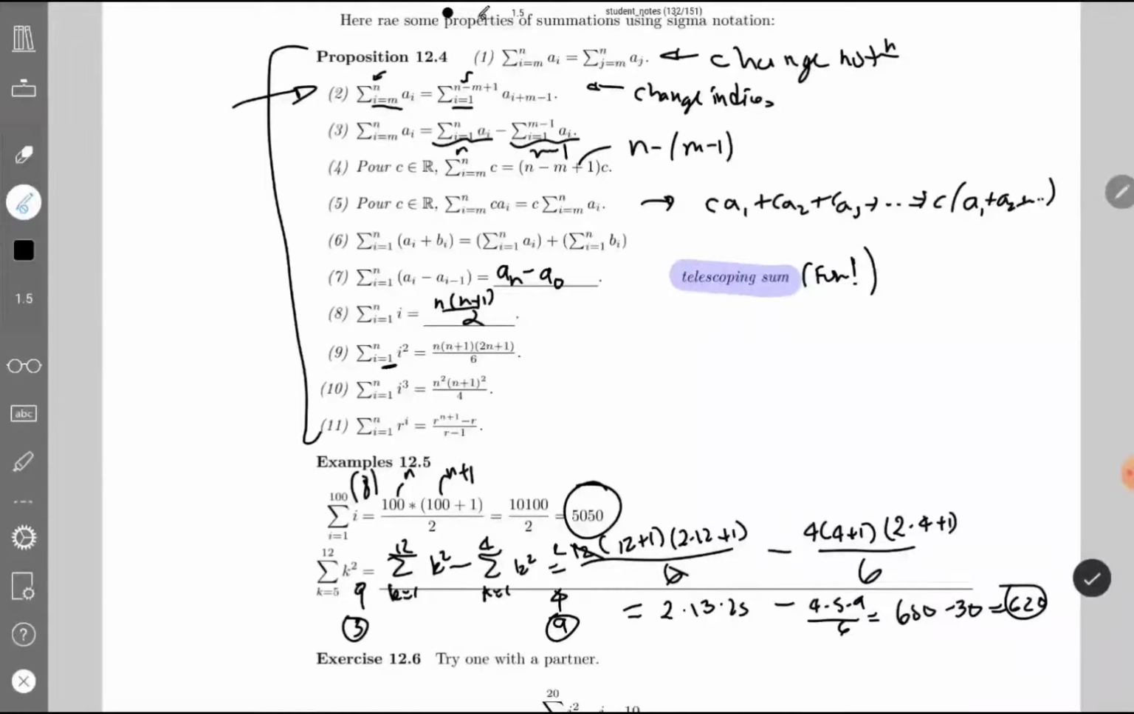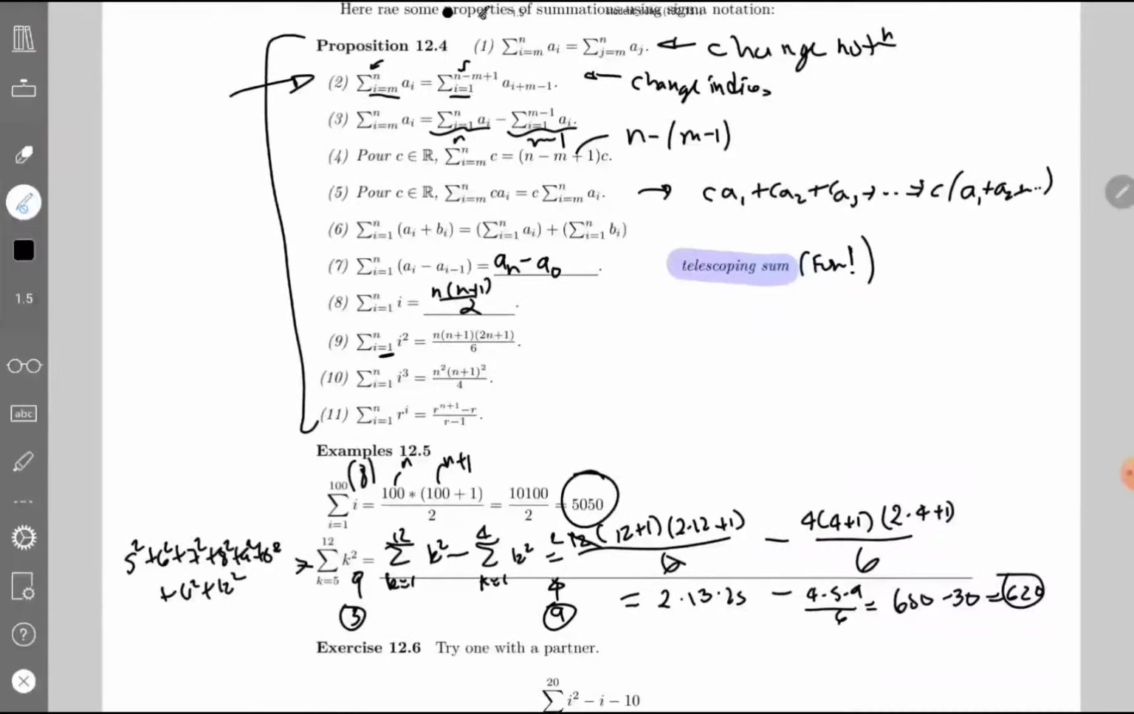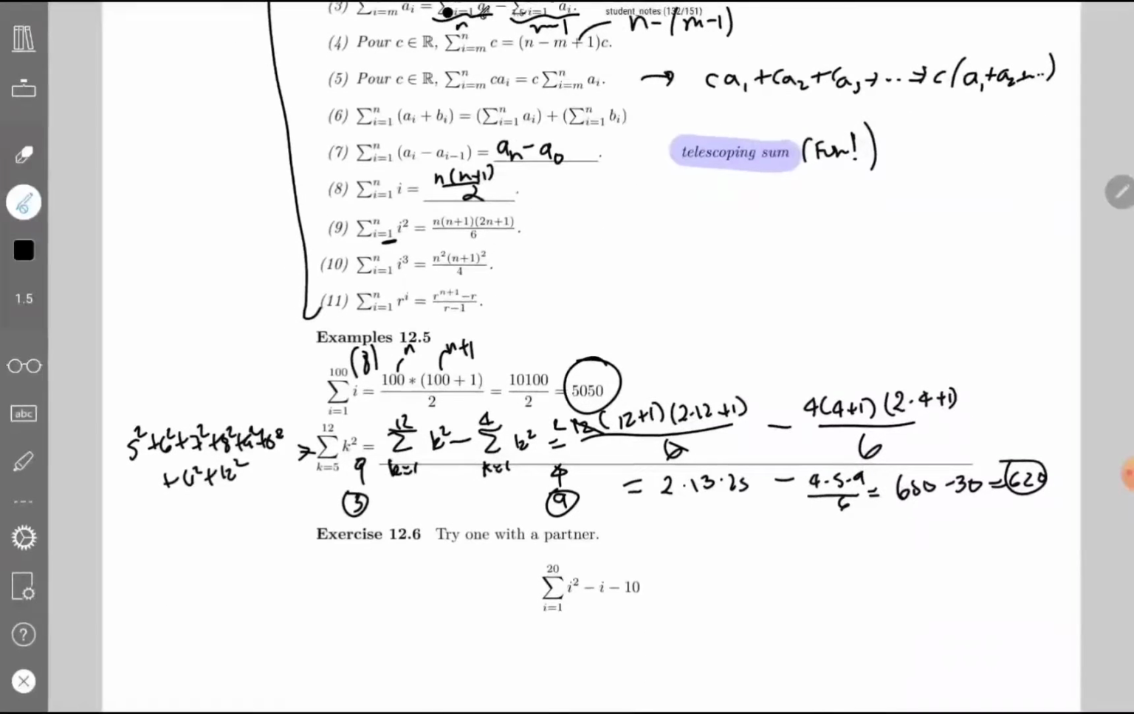So this big summation, if you think about it, is 5 squared plus 6 squared plus 7 squared plus 8 squared plus 9 squared plus 10 squared plus 11 squared plus 12 squared. This whole thing we just calculated in just a couple steps to get 620, right? This would take a lot longer. Imagine doing this over a much bigger case, right?